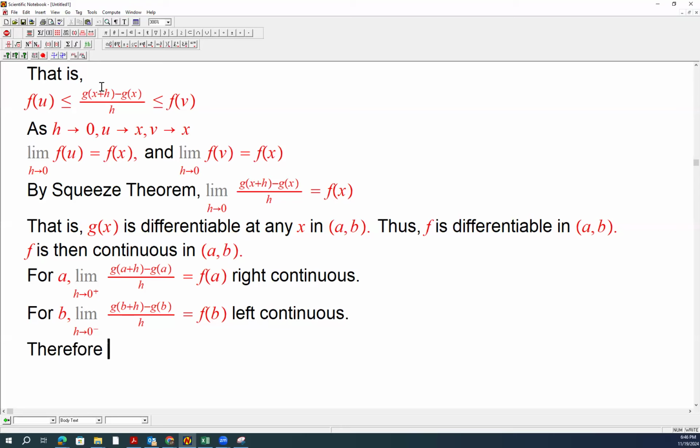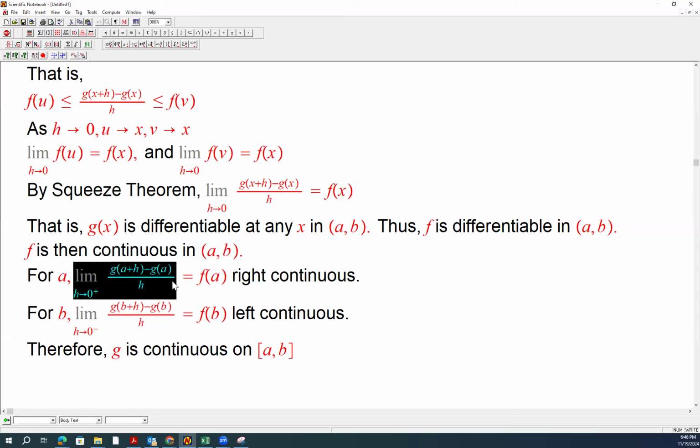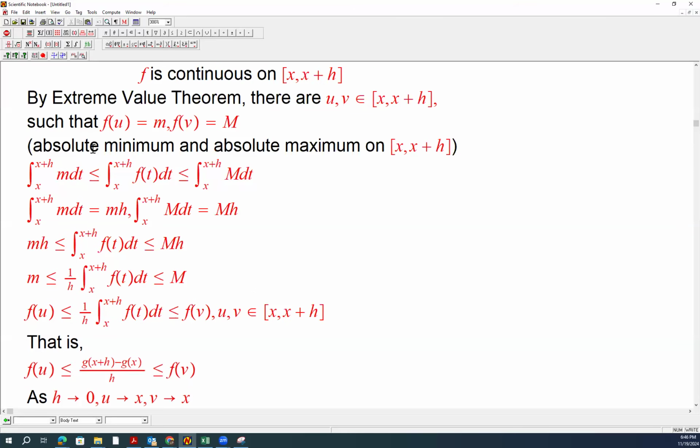Therefore, G is continuous on the closed interval. Then you say, well, do we have right differentiability, left differentiability? No, we don't. We can only use this to demonstrate that it's right continuous, left continuous. So that's the proof.